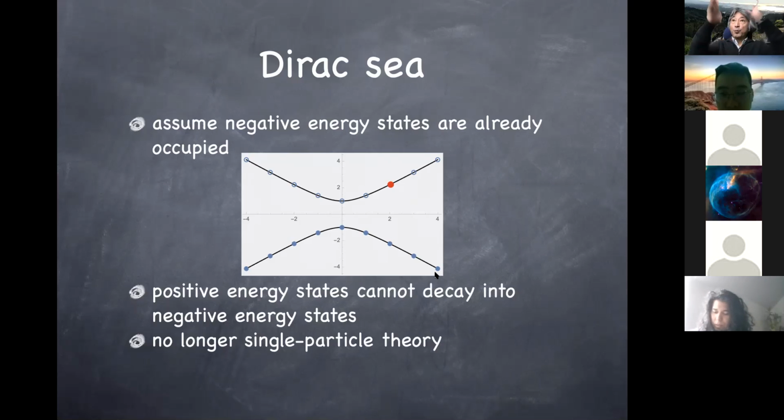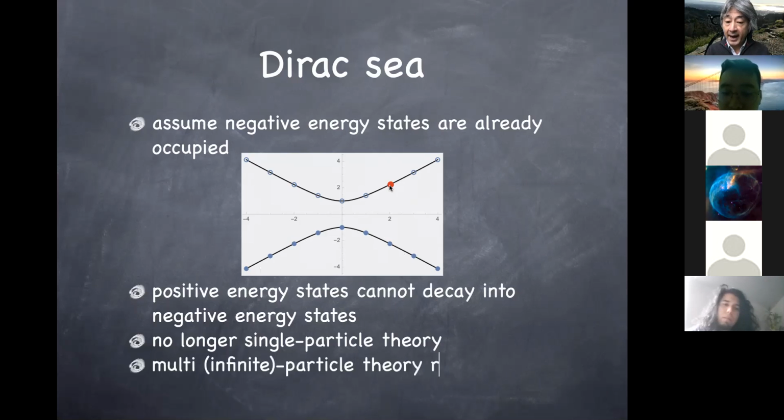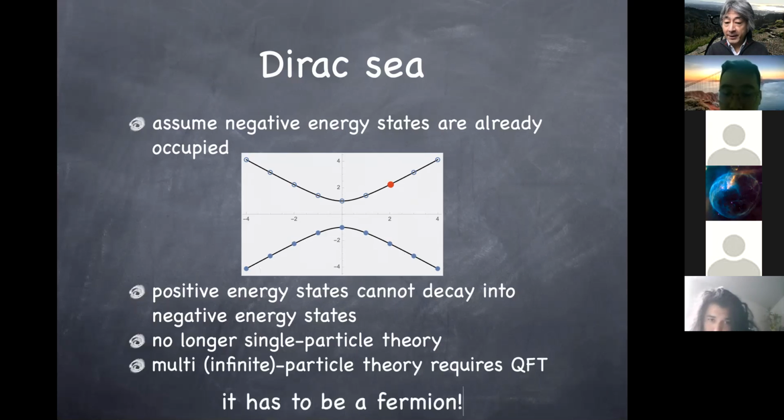So the idea is that what we think is the vacuum, the empty space, is actually filled with these negative energy electrons. If you accept that, then indeed you find a stable ground state. Then whatever additional particle you put in is now stable, it doesn't decay. But now you're talking about this infinite particle configuration. You can no longer talk about single particle theory, and therefore you have to go to quantum field theory.